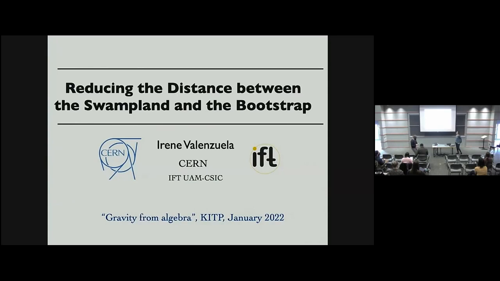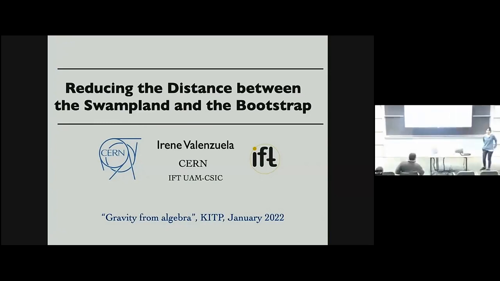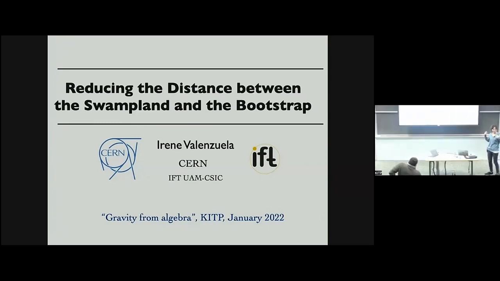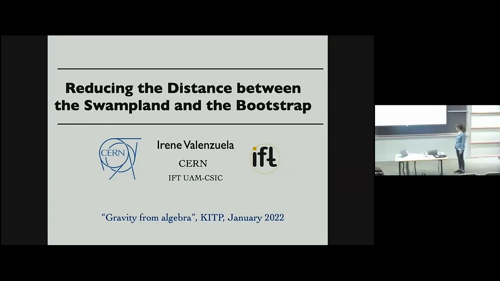So thank you very much, first of all, to the organizers for putting this together and the invitation to give a talk here. I'm going to try to reduce the distance between the Swampland and the Bootstrap, or at least aim to, or motivate you to try to think about it with me. Collaboration is very important. As Simon just pointed out, I'm not an expert on causality as these things because I put the date wrong. But I hope that with your input, we can make it work.